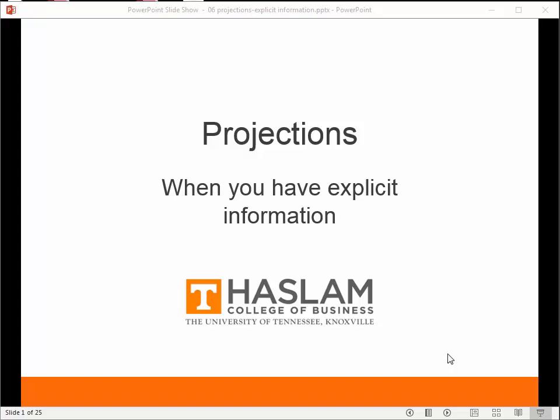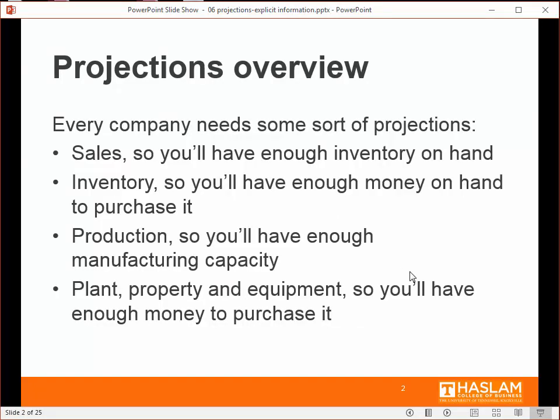In this video, I'll discuss how to make financial projections when you have explicit information about the company for which you're making projections. This would typically happen if you are inside of the company and have access to their 5-year plans, for example. Now, note that every company does need some sort of financial projections.